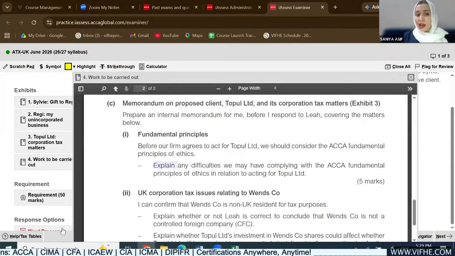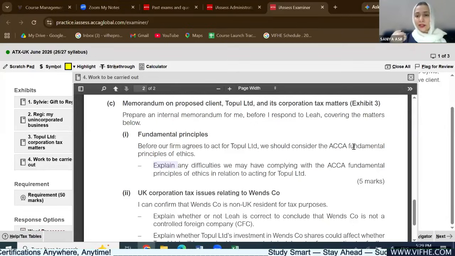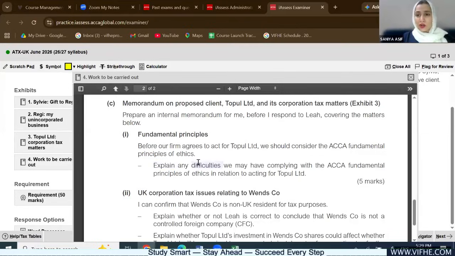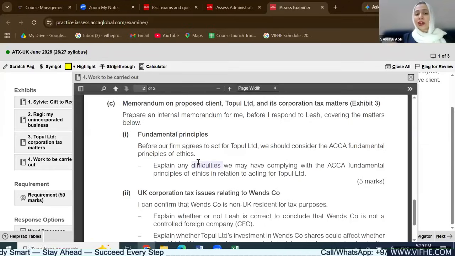But what they are exactly asking. See, we are going to agree to act for Topal Limited. And here we, the team of tax advisors, need to consider the fundamental rules relevant to ethics. And here we need to address not everything that you have read in the chapter of ethics, but the difficulties which we may have complying with ACCA fundamental principles of ethics in relation to acting for this company.